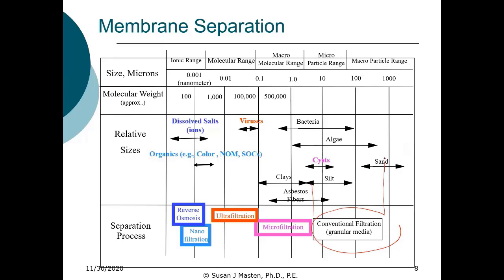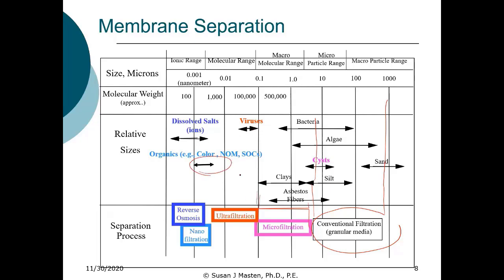We can remove algae. We can remove cysts and oocysts, so Giardia and Cryptosporidium. We can remove most bacteria. And in fact, we'll get some additional removal because of just attachment. When we're looking at microfiltration, we're now removing essentially all of the bacteria. To remove viruses, we need to move to ultrafiltration.